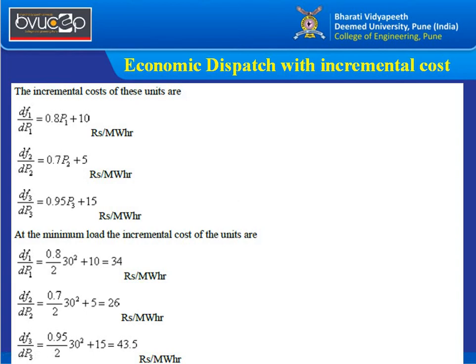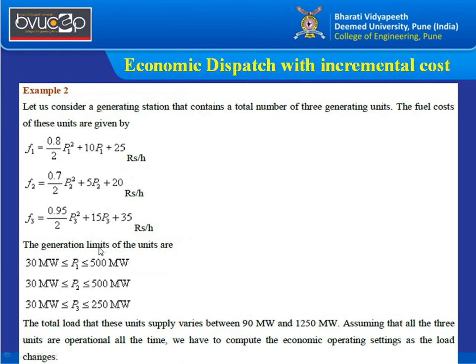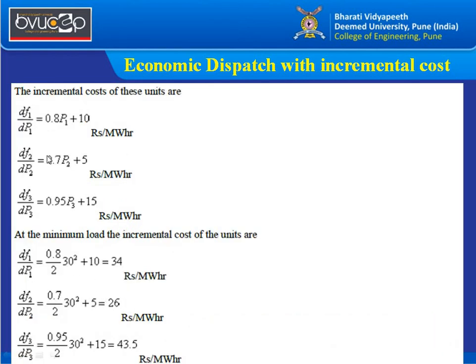So to achieve the minimum cost at the minimum load, the incremental cost units are calculated. Now for the incremental cost, we have considered the lower end, that is 30, 30, 30. So we will substitute 30 here. So 0.8 by 2, 30 square plus 10, which is 34 rupees per megawatt hour. For the second generating unit, it is 0.7 by 2, 30 square plus 5, which comes out to be 26 rupees per megawatt hour. And for the third generator, we have 0.95 by 2, 30 square plus 15, which comes out to be 43.5 rupees per megawatt hour.